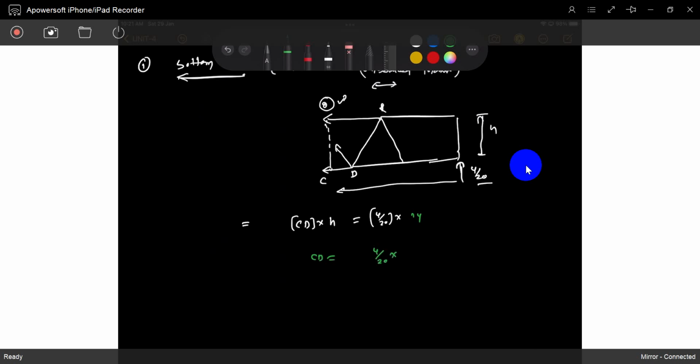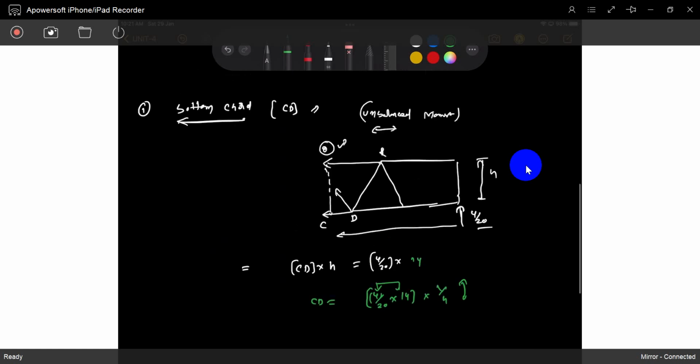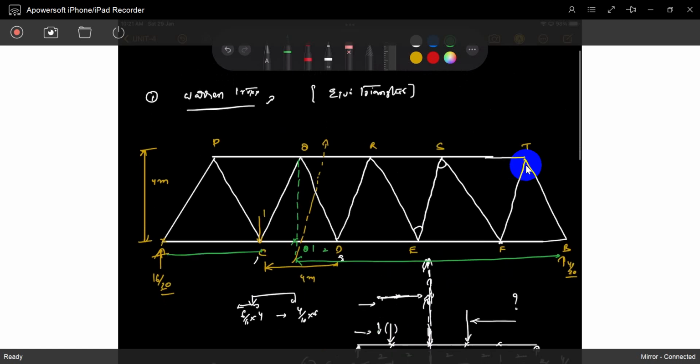CD is 4 into 20, it's 14 divided by 1 by H. I will call it 4 into 14. Sir, we want exactly this to be equal to 20. No. See, this 4 is this distance. This is 4, this is 14. Sir, you left something.